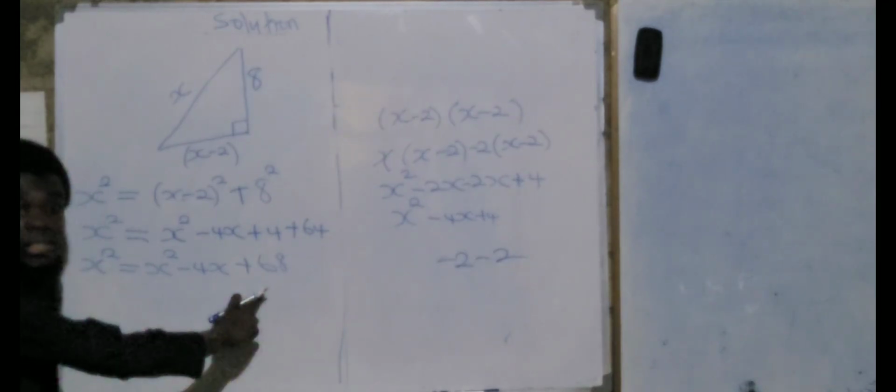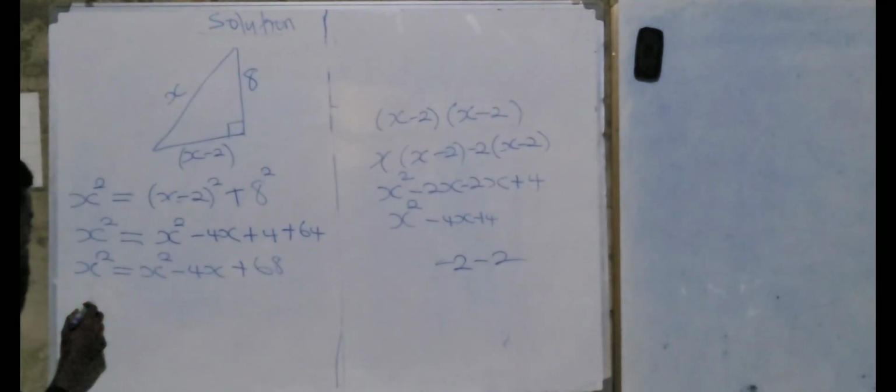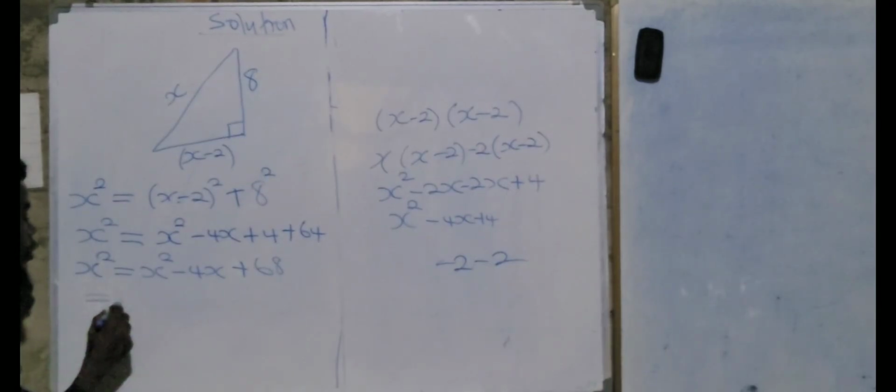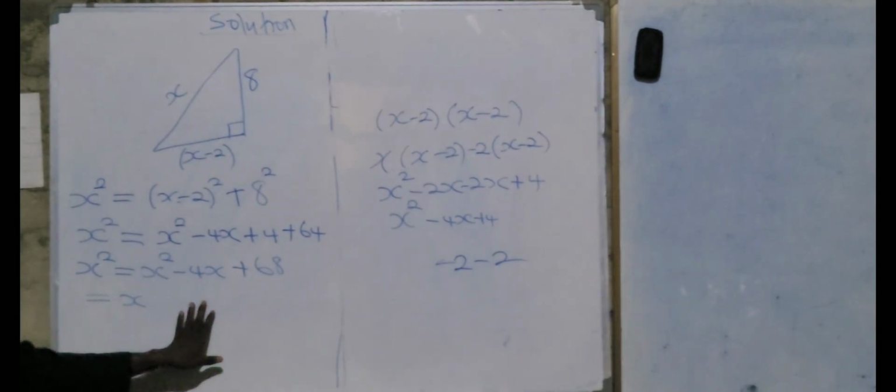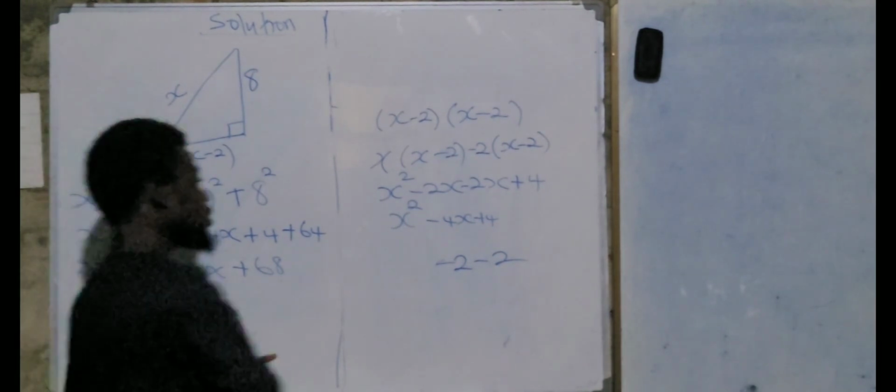So what do we do now? Let's take everything to the side now. Now we say we have, this one is equal. Can you add x square minus 4x? No, sir. Can you subtract it? You cannot subtract here. Reason being, they are not the same, sir.